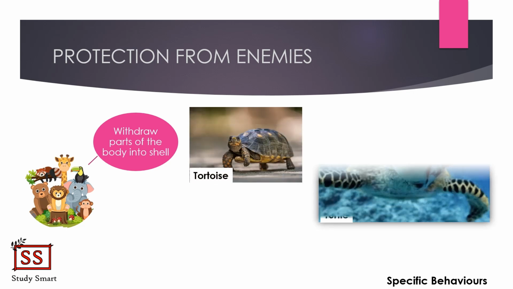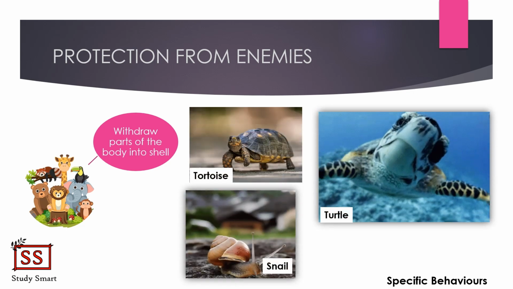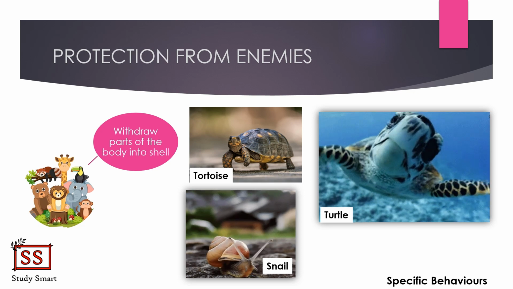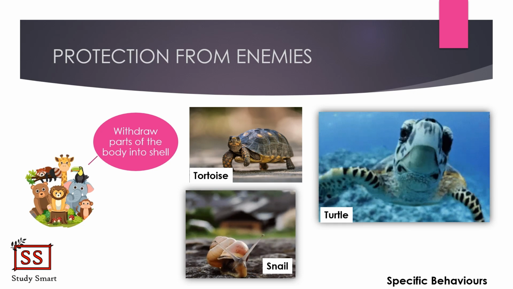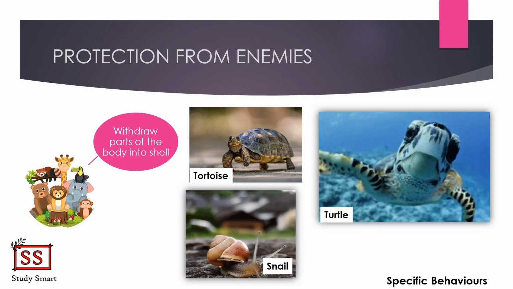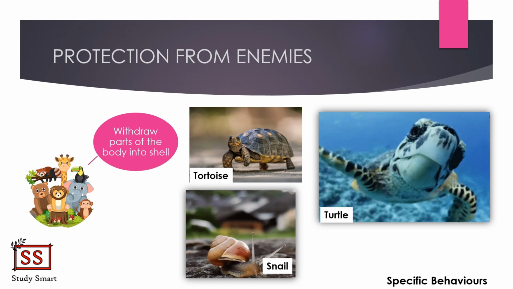The next behavior is withdrawing parts of the body into the shell. Animals such as tortoise, turtle and snail can retract their heads, legs and tails into their shell when they feel threatened. The hard shell provides protection from predators.